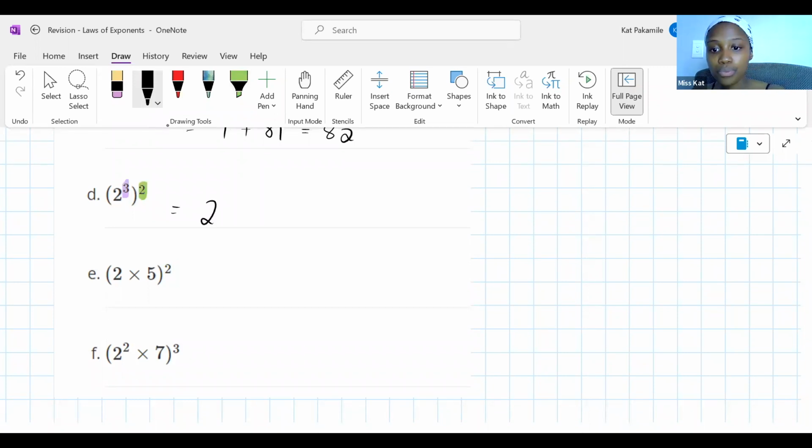Ma'am, do you times the powers first? Yes, Marco. So you're going to say 2 to the power of 3 times 2, which is 2 to the power of 6. Yes, you keep the same base. You have to keep the same base, okay? And how much is 2 to the power of 6 again?